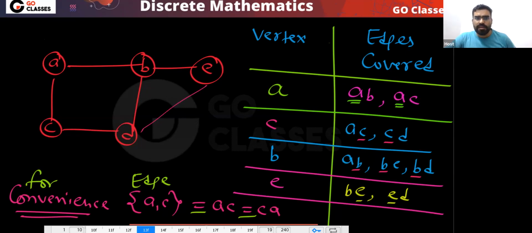So this is simple. If you put a security guard at this vertex, which edges will be covered? If you put the security guard here, then this and this edge will be covered. And if you put a security guard here, then these three edges will be covered by this security guard. So this is the idea.